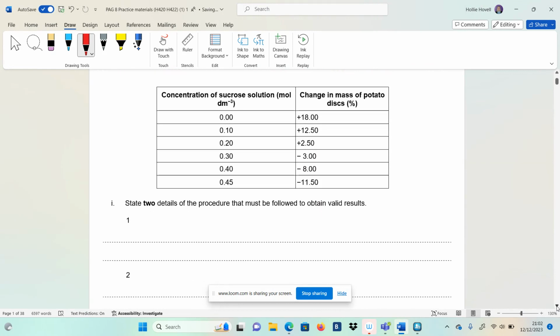State 2 details of the procedure that must be followed to obtain valid results. Okay, so we need to know this set of evaluative words to do with experiments. So the word valid means that you're really answering the question. So what is the question that this experiment is trying to answer?